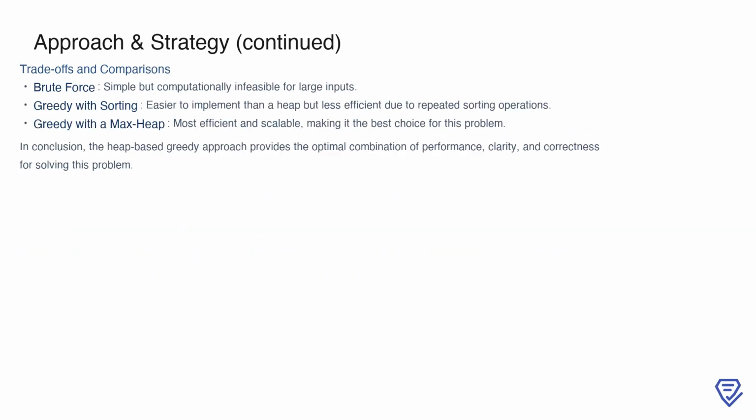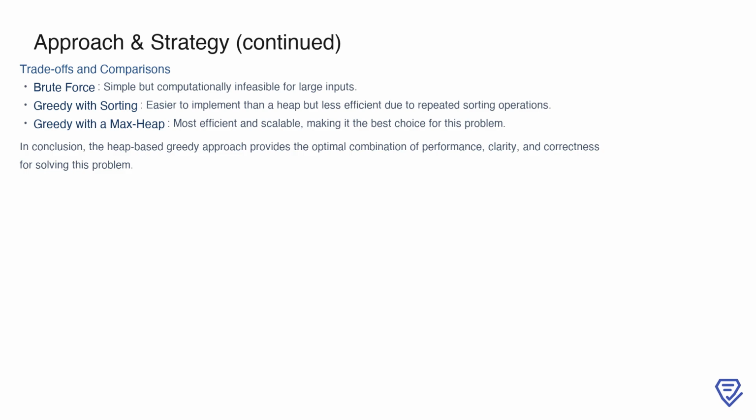Finally, let's summarize the trade-offs and comparisons between the approaches discussed. The brute force method, while simple to understand, is computationally prohibitive for larger inputs due to its exponential time complexity. The greedy approach with sorting is easier to implement than a heap-based solution, but it suffers from inefficiencies caused by repeated sorting operations.